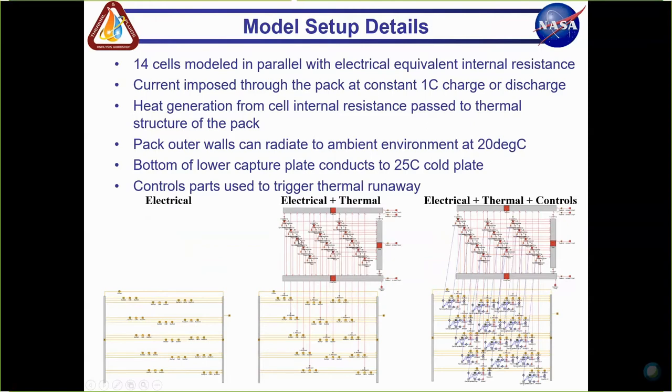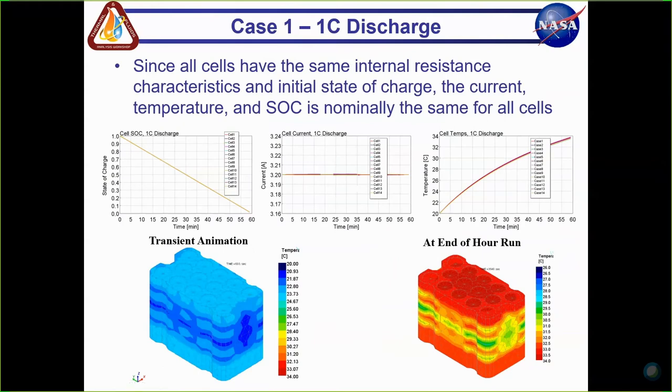The heat generated in each of these cells is then passed to the thermal representation of the structure here as well. You can see each of the cells, the jelly roll, casing and so forth are modeled here. The pack outer walls can radiate to an ambient environment of 20 C, and this lower capture plate can conduct out to a 25 C cold plate. These are the assumptions that we're using. Finally, there are also controls components that you can use to manipulate and command certain inputs to the model live, and you can see the controls components overlaid on top of the electrical and thermal components in the model.